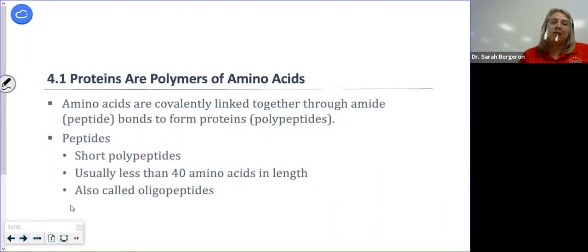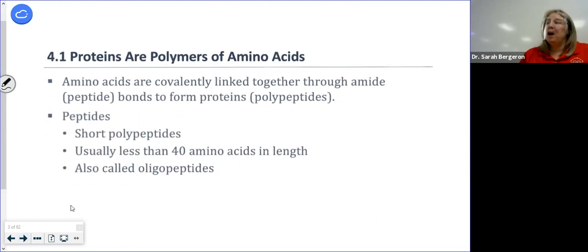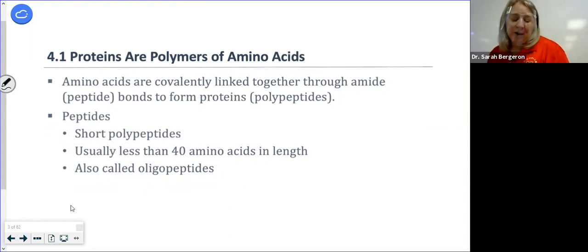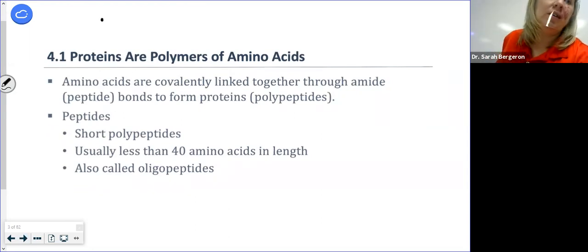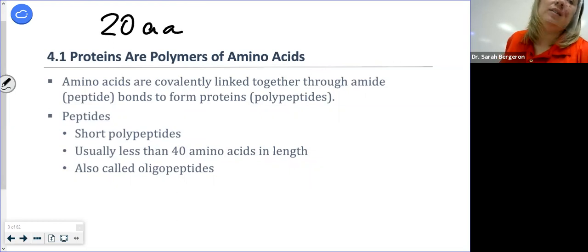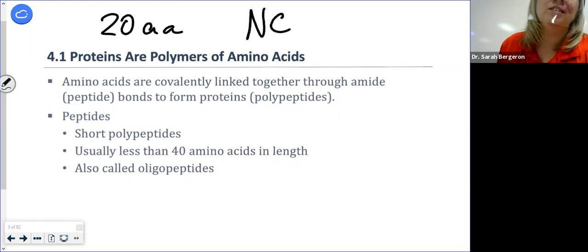Okay, so start with the basics. Proteins are polymers of amino acids. How many amino acids do we have? 20 amino acids. Okay, so we know they're covalently linked together through amide bonds. What is the sequence of atoms in the backbone of an amino acid? NCC. NCC. Y'all remember that?